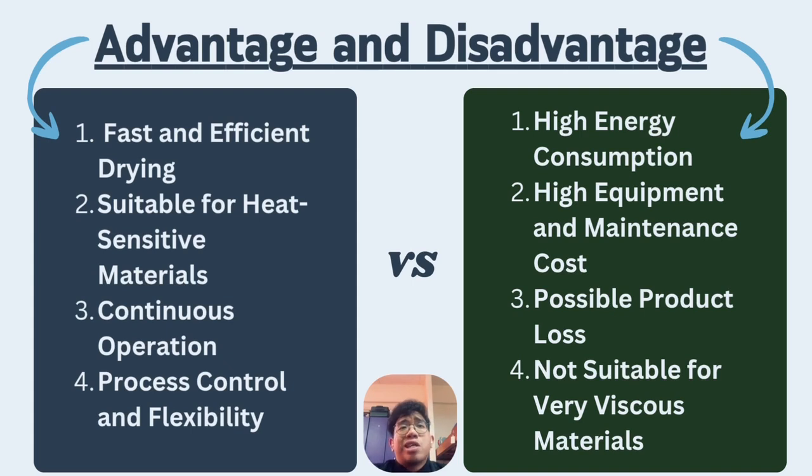And for the disadvantages of spray drying, first, high energy consumption. Why? Because we use a large volume of air, leading to high operating costs. Next is high equipment and maintenance costs. Because spray dryers are expensive and hard to install, they also need maintenance costs.